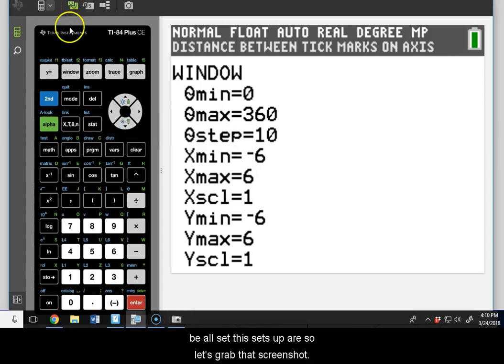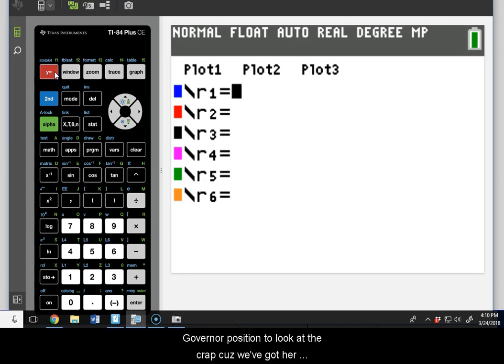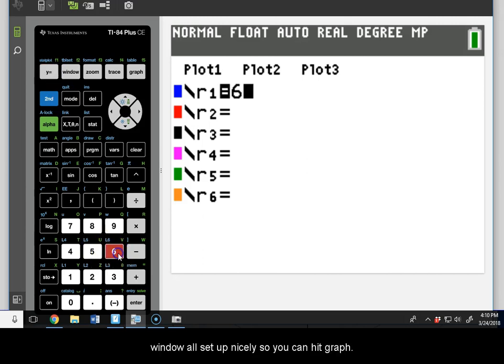Now we're in a position to look at the graph because we've got our window all set up nicely. So you can hit graph. Oh, we forgot to put in our function. Well, we're not going to see any graph. So let's come back here and put in 6 cosine theta.